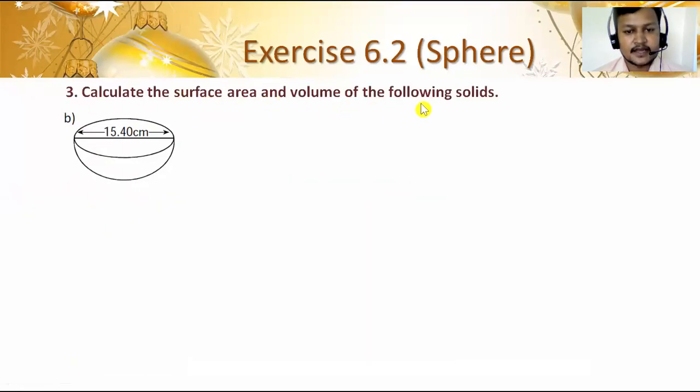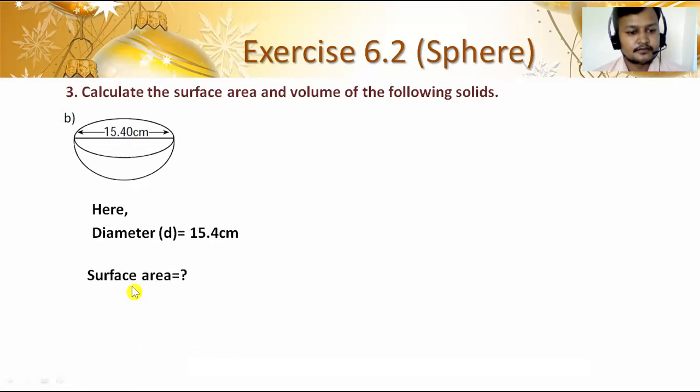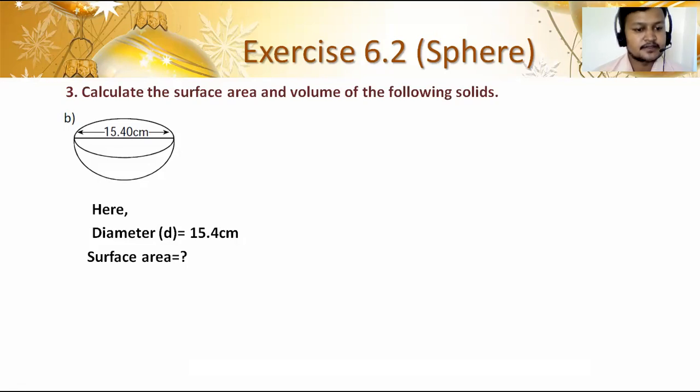Calculate the surface area and volume of the following solid. Diameter is 15.40. Surface area we have to find out. And what do you think? What is the meaning of surface area for it? For hemisphere, there are two surface areas. One is curved surface area, another is total surface area. I left question number 3a because in that question you just have to use the formula.